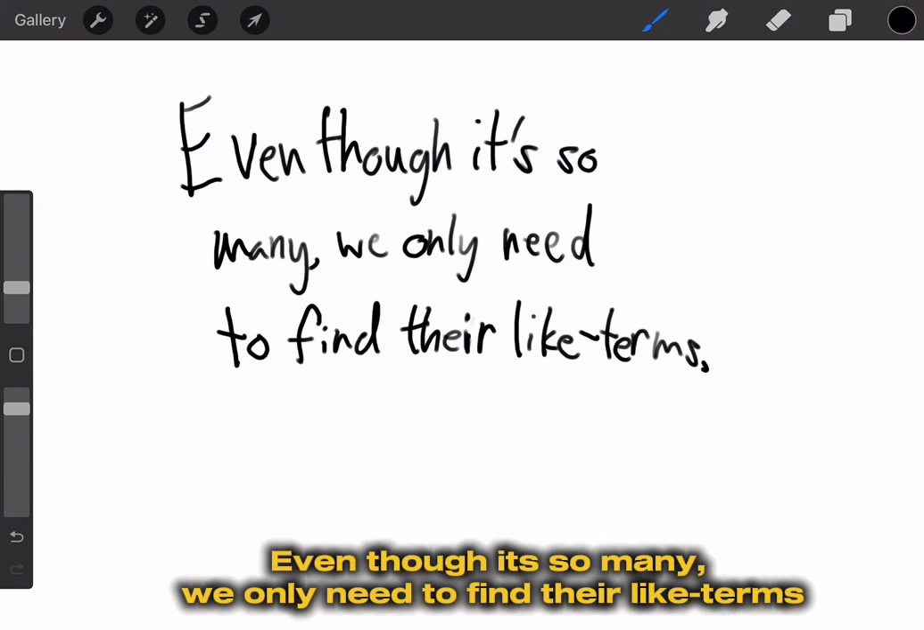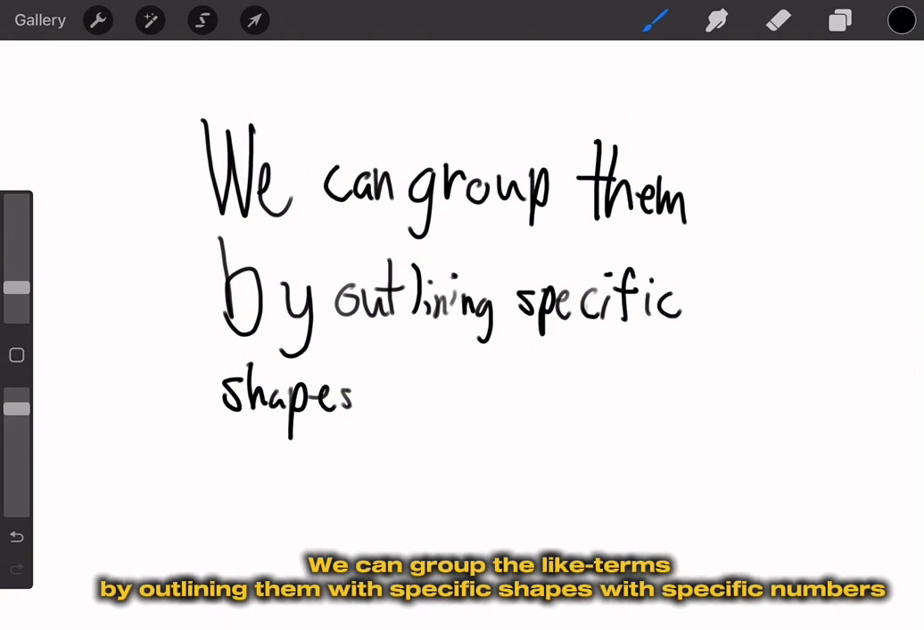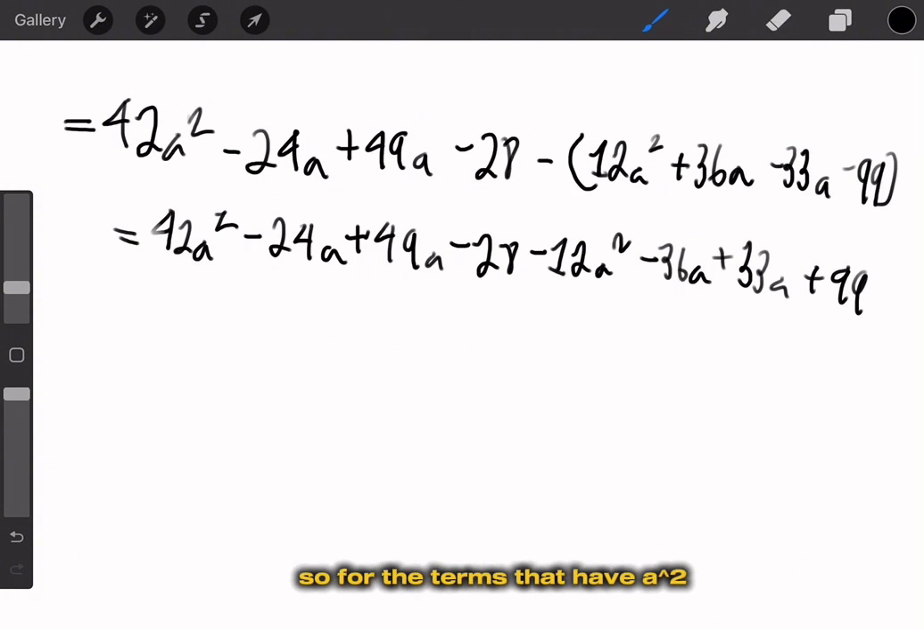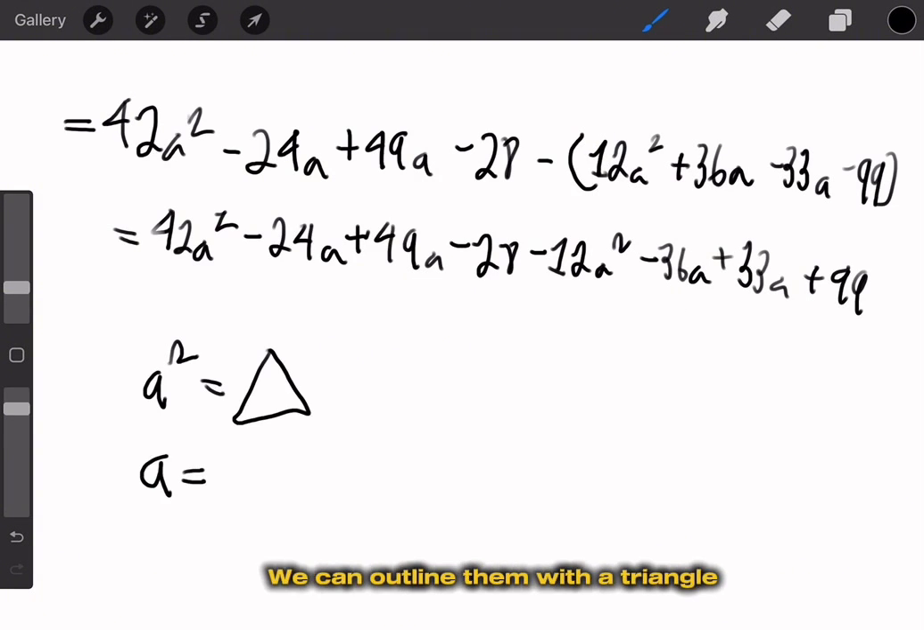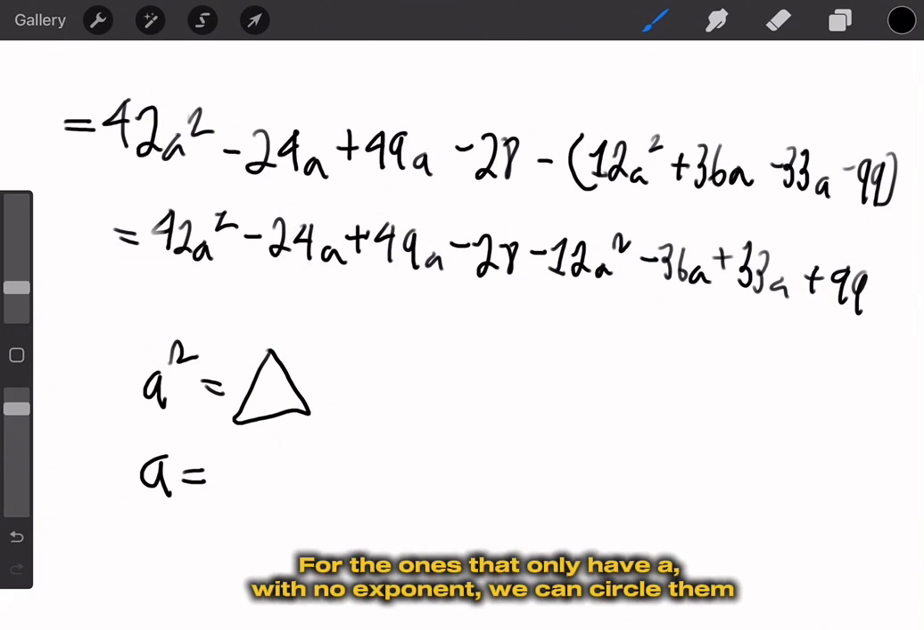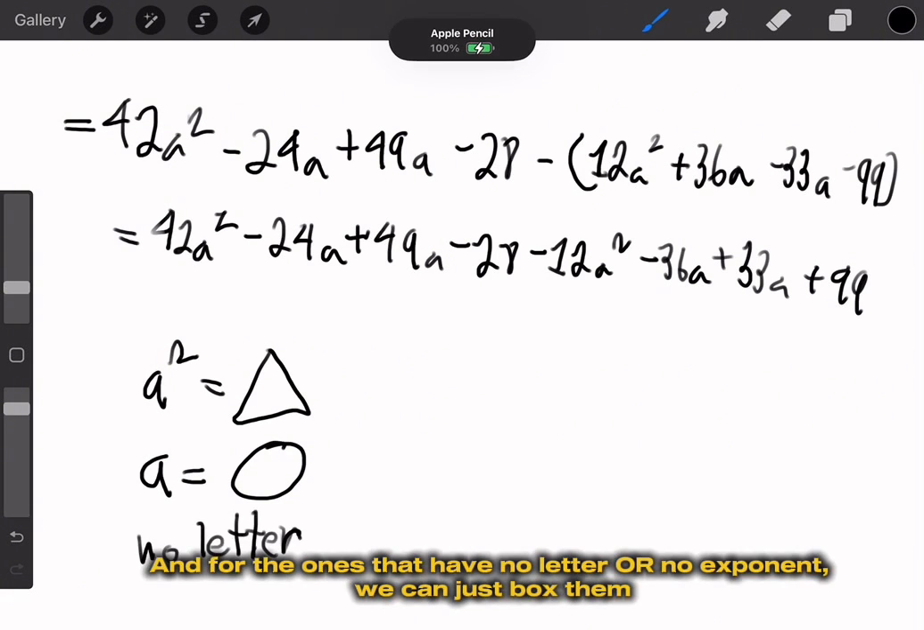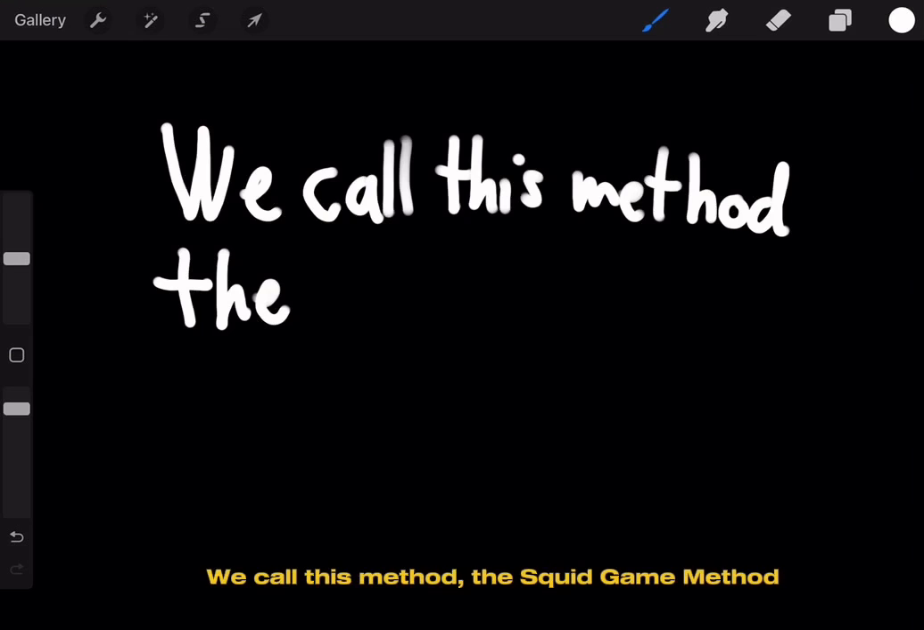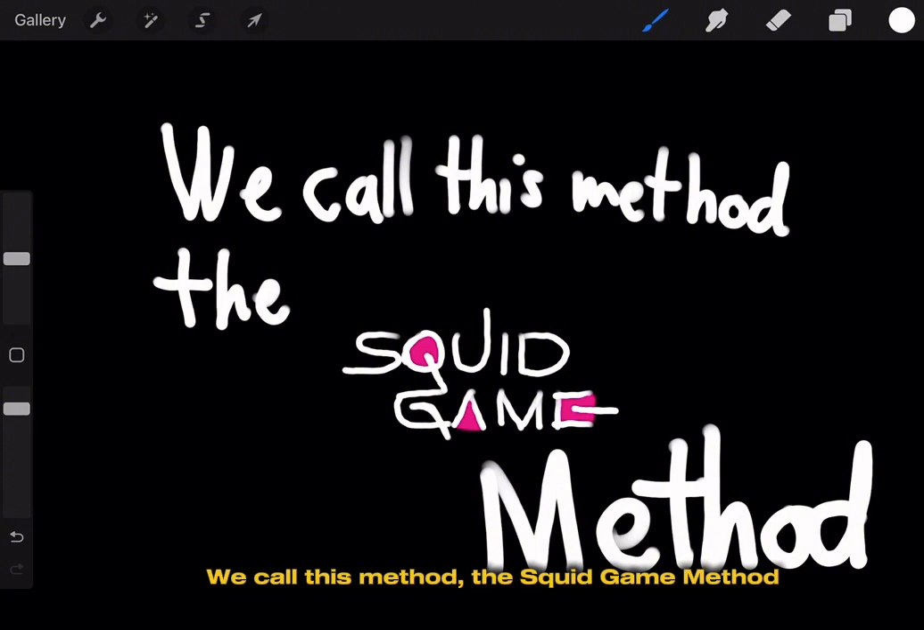Even though it looks like there's so many, all we need to do is just find their like terms. We can group the like terms by outlining them with specific shapes for specific terms. So for the terms that have a squared, we can outline them with a triangle. For the ones that only have a with no exponent, we can circle them. And for the ones that don't have a letter or an exponent, we can just box them. We call this method the Squid Game method.